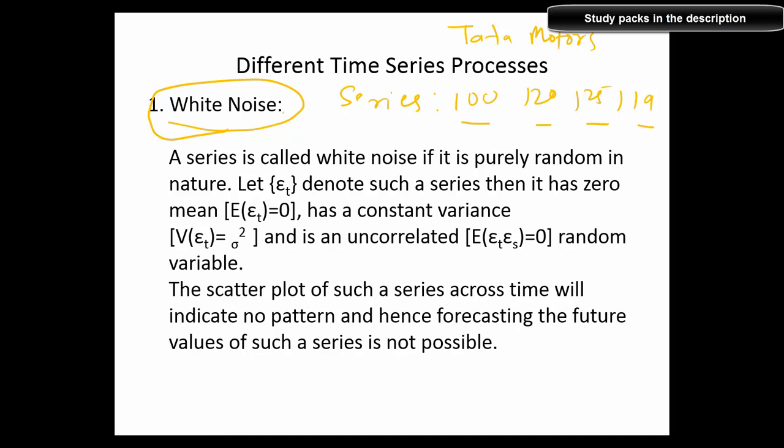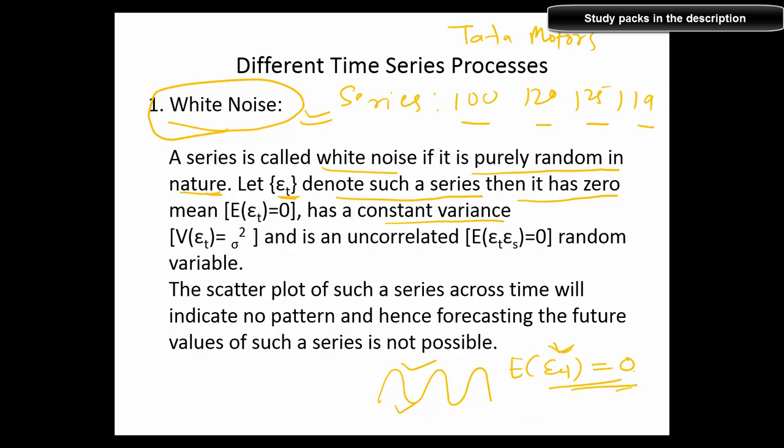So when we call a series white noise, this is the definition: a series is called white noise if it is purely random in nature. Let epsilon t denote such a time series, where it has zero mean and a constant variance. Zero mean means it is roughly 50% positive and 50% negative, so when you sum it, it is zero. So if you take the expectation of this term epsilon t, it's actually zero.